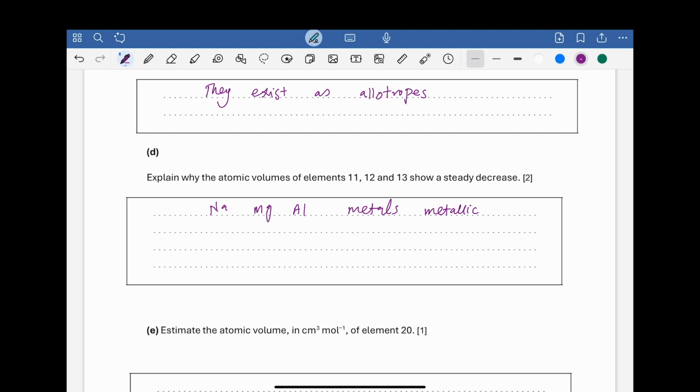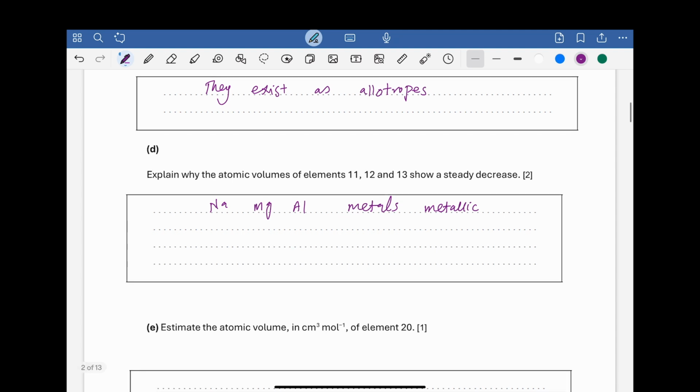Hence, the electrostatic force of attraction between the delocalized electrons and the positive ions will be the greatest in aluminum, then magnesium, then sodium. So we can write down that stronger metallic bonds are the reason. Sodium has the weakest metallic bond, then magnesium is stronger, and aluminium is the strongest.